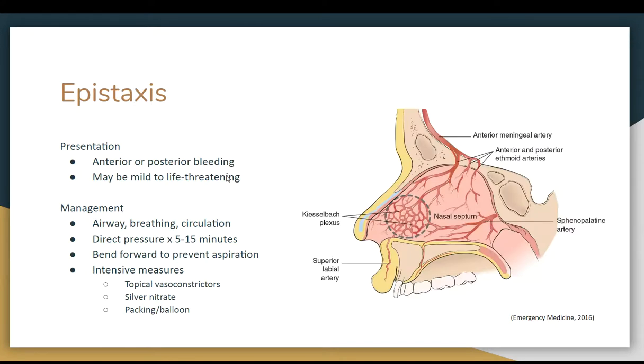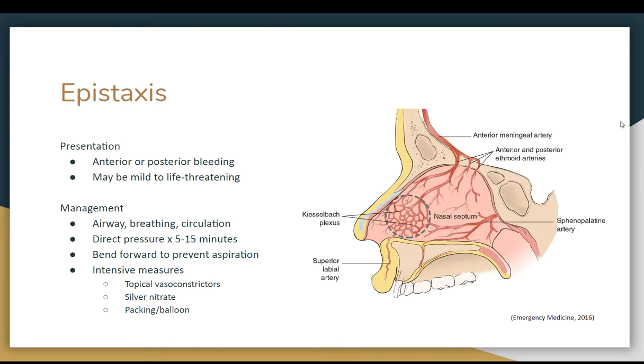Okay, so the next thing that we need to be worried about with the nose is nose bleeding. Nose bleeding can either be anterior or posterior, and it can range from mild to life-threatening. The most common anterior area for nose bleeding is this Kiesselbach plexus up in the front. Some of these big arteries in the back can bleed, and these can be really hard to stop.